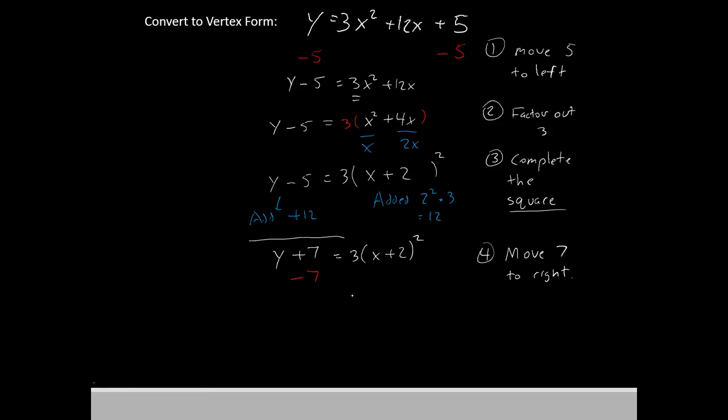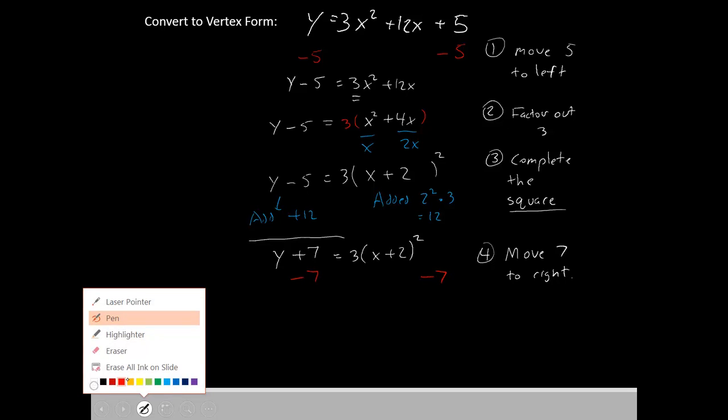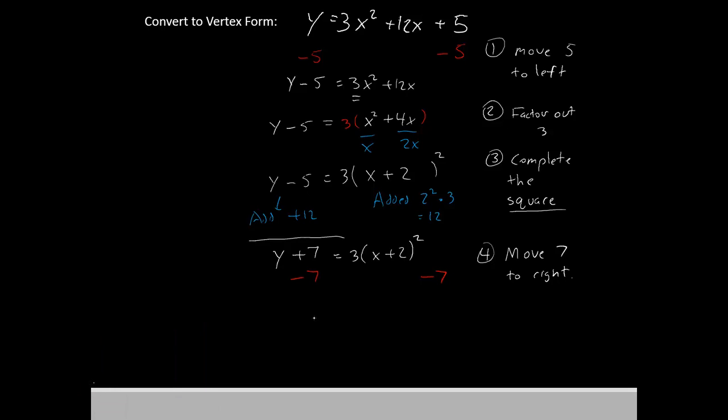So we'll subtract 7 from both sides. If we do that, we will have just y on the left and 3 times the quantity x plus 2 squared minus 7 on the right. And now the equation is in what we call vertex form.